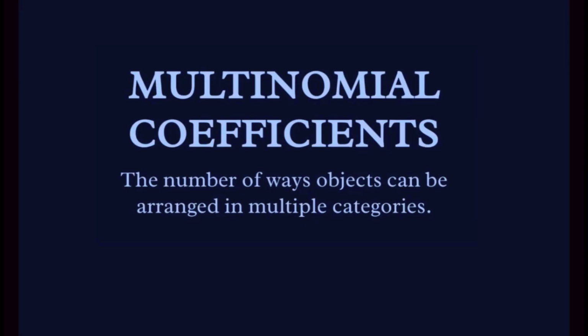My name is Sehr, and today we will be learning about multinomial coefficients, which is how to count the number of ways objects can be arranged in multiple categories. Now, you may have heard of binomial coefficients denoted as n choose k, but multinomial coefficients handle scenarios with multiple possibilities. Let's look at the definition.